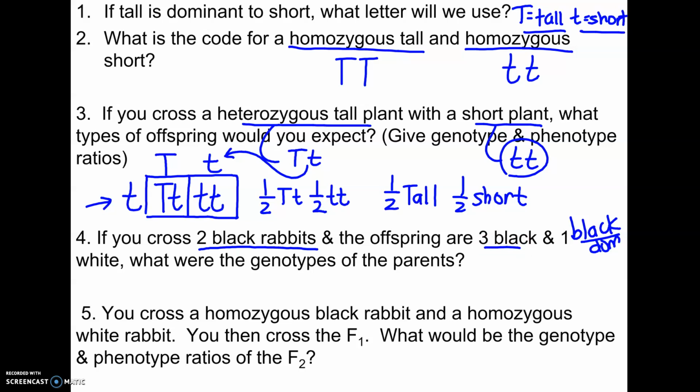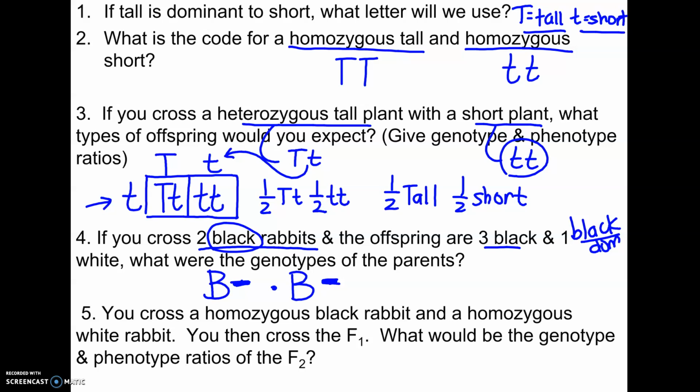Now, you're going to see a lot of problems like this where you have to work backwards. Here are your major clues. Number 1, if black is dominant to white, then both of my parents have to be big B something, because if they were little b, little b, they would not be black. So the fact that they're black already tells me my first letter. They definitely have a big B.